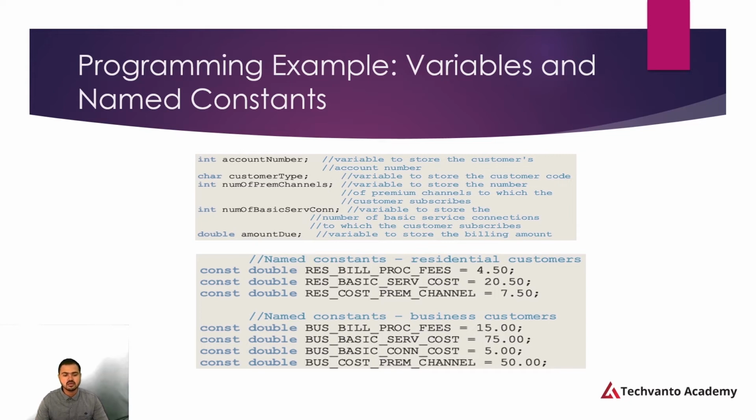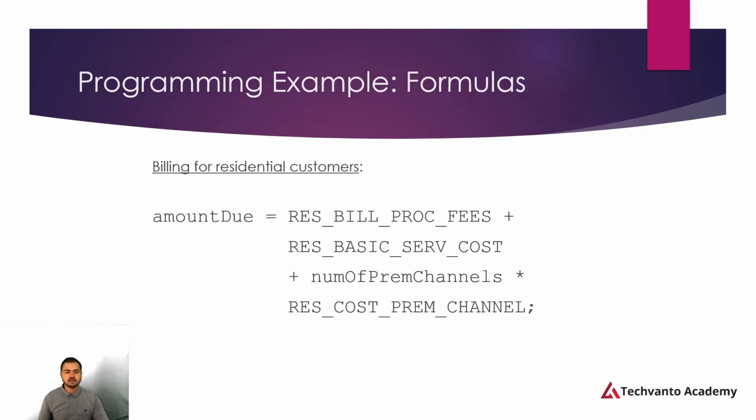Coming to the named constants that we are going to be using: const double residential bill processing fees, basic service cost, cost per premium channel, and the business customer ones as well. Why are we using constants? Because we need to fix these values throughout the entire program. We don't want to change them, so that's why we are using the const keyword, which means constants.